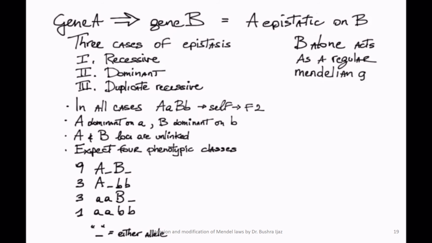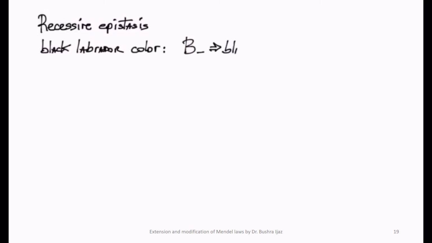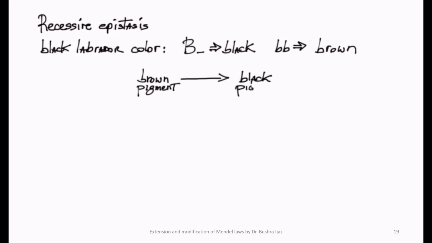In all cases, B can act as a regular Mendelian gene affecting a character for which there is a dominant and a recessive trait. Let's start with recessive epistasis. Big B confers black coat in Labrador retrievers, little b, brown coat. The big B allele encodes a functional enzyme that converts a brown pigment into a black pigment. The little b allele encodes an inactive form that cannot produce the black pigment. This would be simple, but there is a catch.